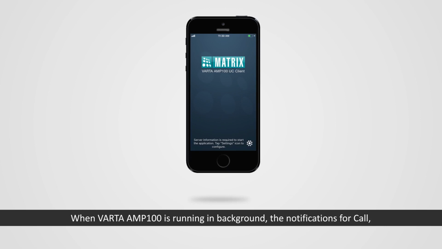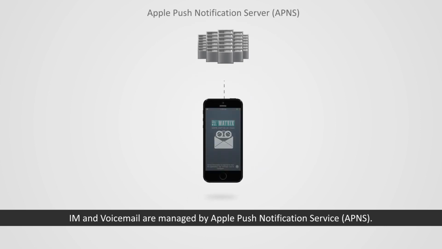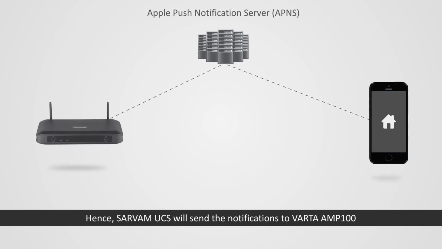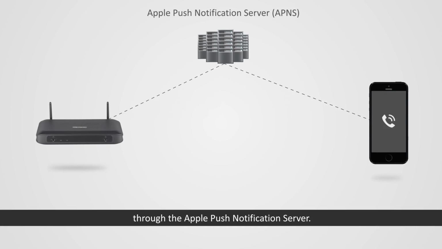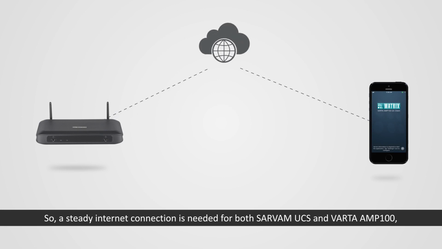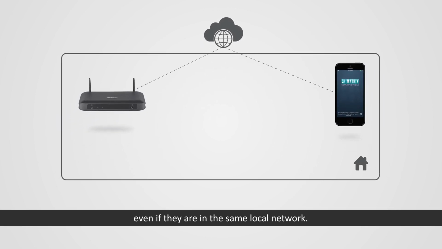When VARTA AMP100 is running in the background, the notifications for calls, IM and voicemail are managed by Apple Push Notification Service, that is APNS. Hence, SARVAM UCS will send the notifications to VARTA AMP100 through the Apple Push Notification Server. So, a steady internet connection is needed for both SARVAM UCS and VARTA AMP100, even if they are in the same local network.